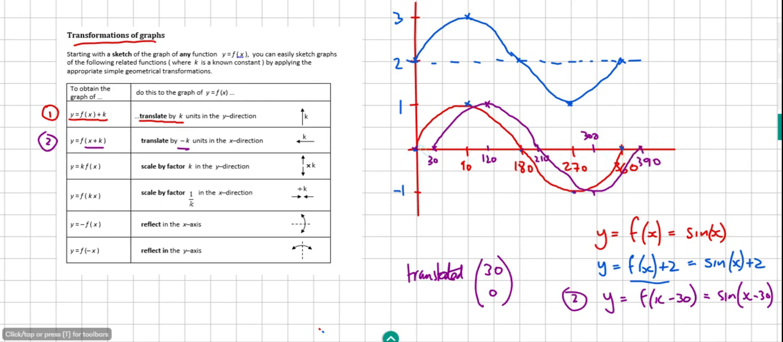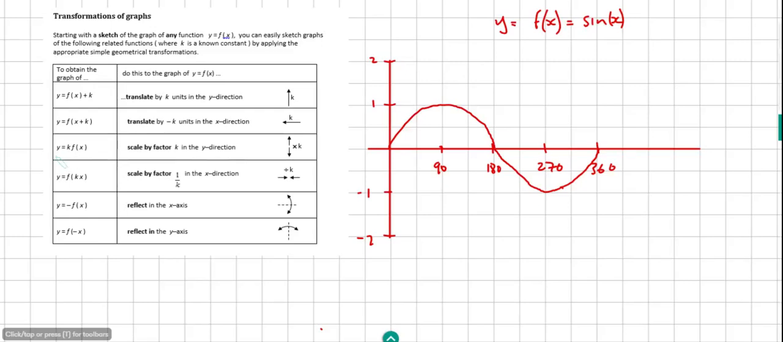And actually, if we consider that the original graph would have carried on into the negative portion like that, then our translated graph is also going to follow that same shape. So this point, wherever that was, would have moved by 30 to the right to give me this point.